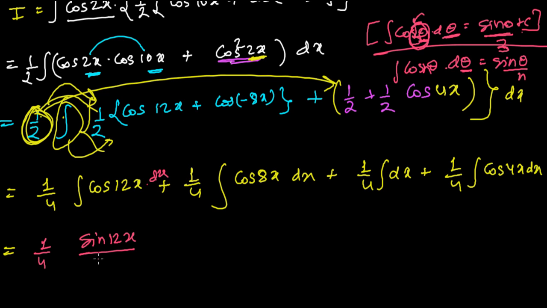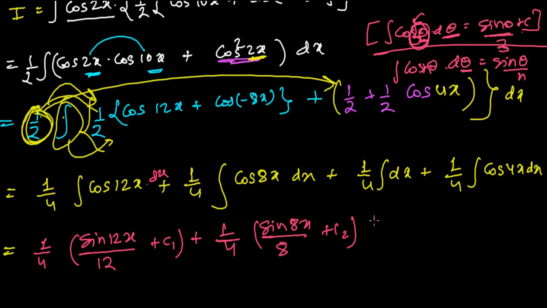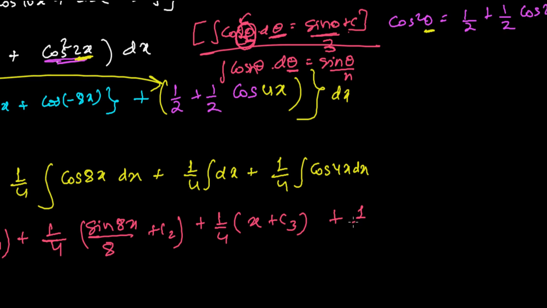So it's going to be divided by 12 plus constant 1, and then again it's 1 by 4, and integration of cos 8x will be sine 8x, and the derivative of 8x is 8, so it will be divided by 8 plus constant 2, and plus 1 by 4, and integration of dx is simply x plus constant 3, and the last one, plus 1 by 4, integration of cos 4x is sine 4x divided by 4 plus constant 4.